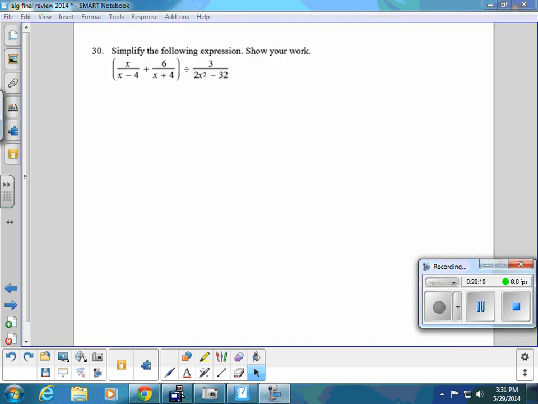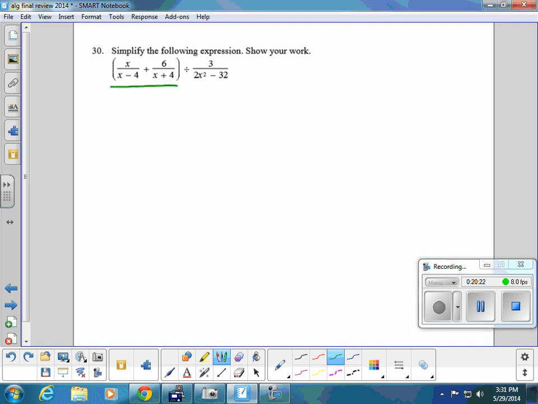Okay, that takes us to number 30, which is a very difficult question if you don't take it piece by piece. Okay, so we have something we're adding and then dividing by a fraction. So this here is going to be multiplied and flipped eventually. You have to notice a few things about this question.